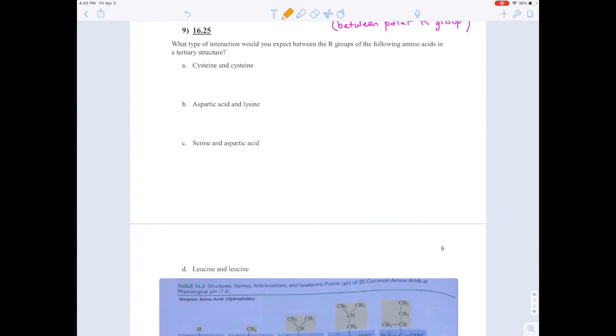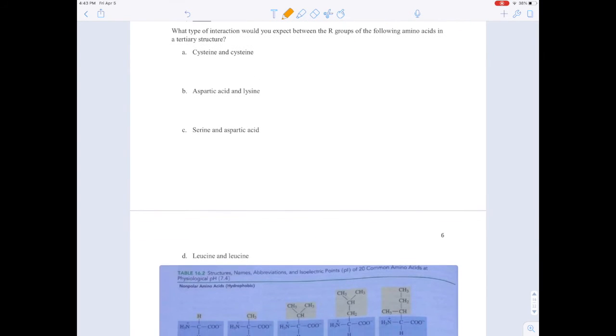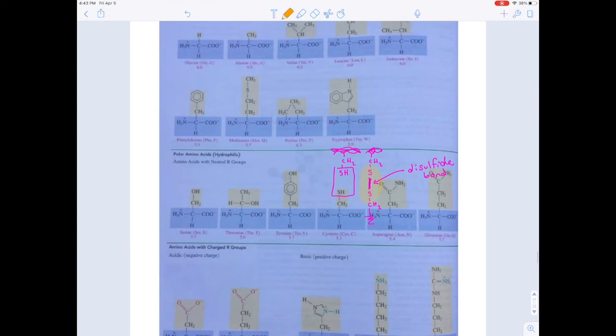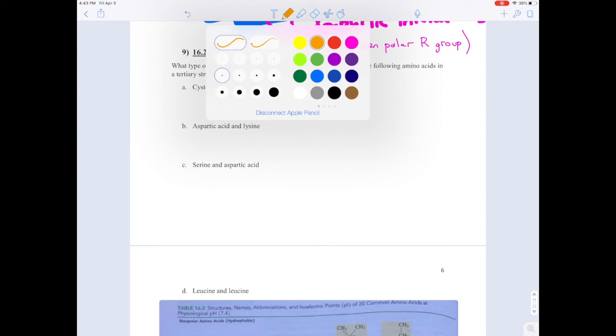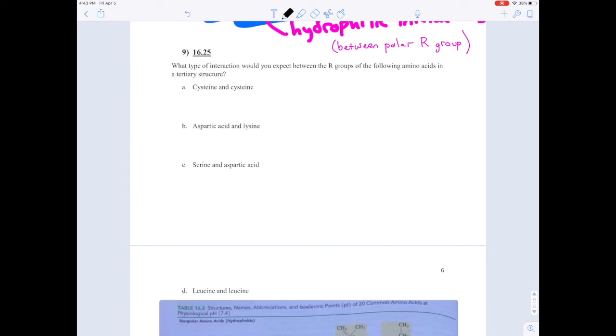So, in terms of solving question 9, we're going to look for two things. First, if we have two cysteines, then we're going to know that we can form a disulfide bond, that very special bond. And in this first one, we see that there are two cysteines. And so cysteine and cysteine, the interaction that's going to hold the R groups on these two amino acids together is a disulfide bond.